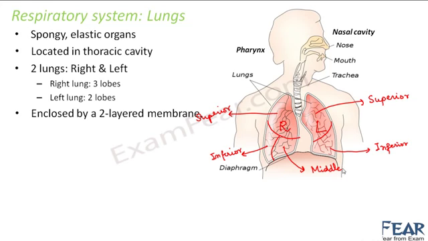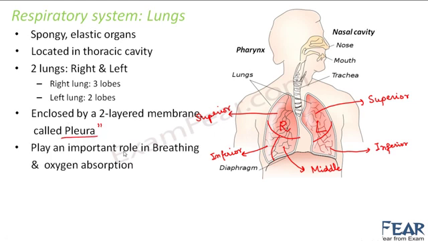The lungs are enclosed by a two-layered membrane. As I said, lungs are the organs where the actual exchange of gases takes place. So these organs should be located well inside the body and well protected. To ensure that protection, they are surrounded by a two-layered membrane. Here you can see two black lines, right? That is the double-layered membrane, and the space between these two is known as the pleural cavity. This two-layered membrane is known as pleura. Pleura is the name of the membrane and the pleural cavity is the space between the two membranes.